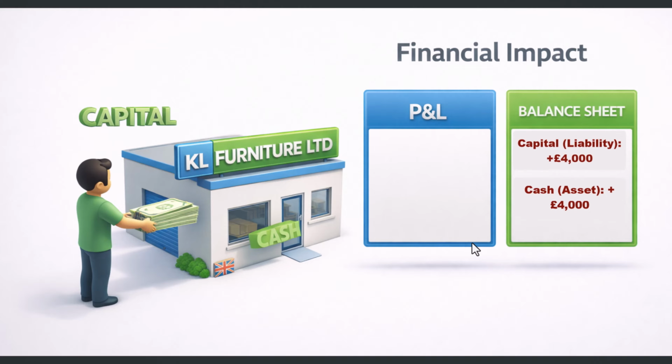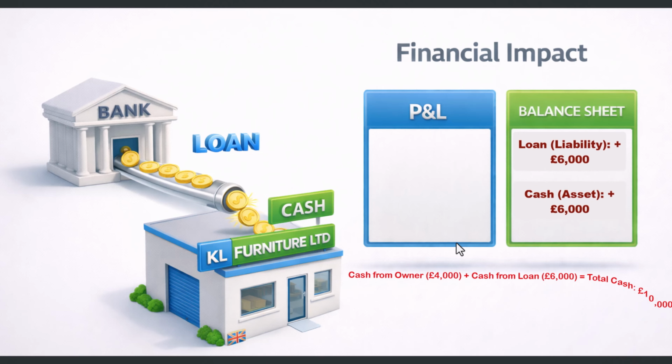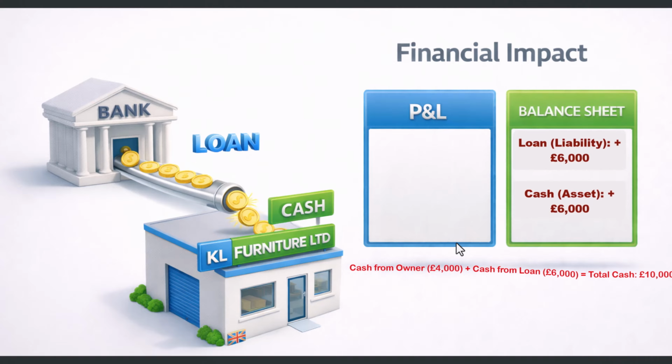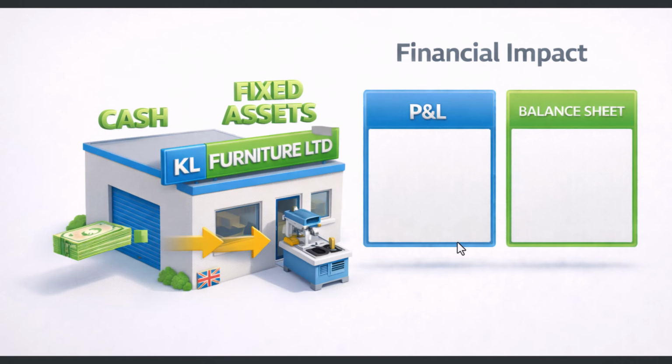Second transaction. The business borrows £6,000 from a high street bank. Again, ask the question: money has come in. Was it earned? No. It must be repaid. So again, it's a liability. And again, cash increases. Now the result is loan liability increases by £6,000. Cash asset increases to a total of £10,000. And just like that, the business is funded. Phase 2. Building infrastructure.